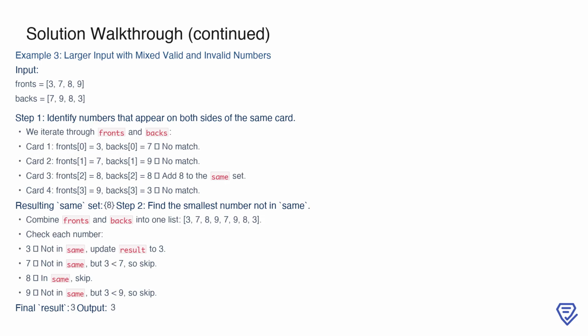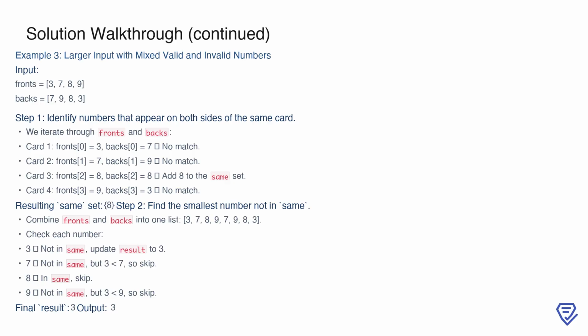Here we analyze a more complex example with mixed valid and invalid numbers. Starting with the input, we check each card to identify numbers that appear on both sides. The first card has different numbers, so we move on. The second card also has different numbers, so no addition is made.